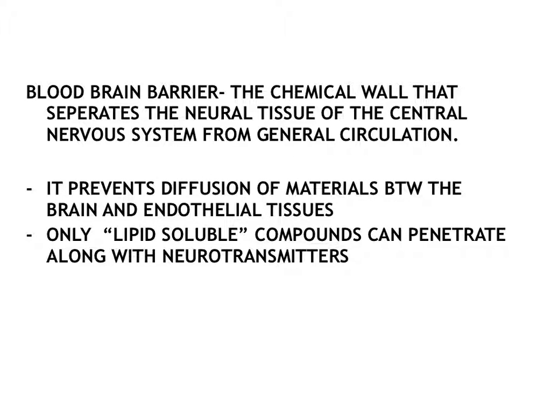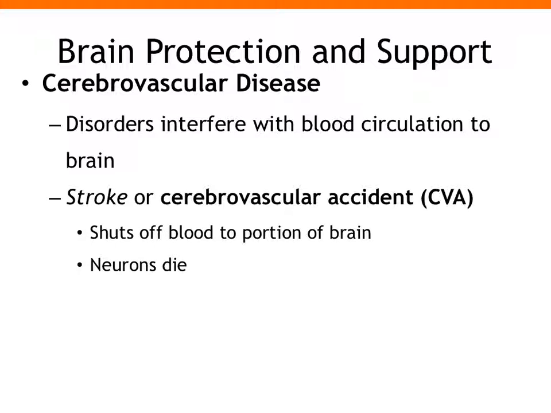The blood-brain barrier is a very important part of our brain. It's a chemical wall that separates the neural tissue of the central nervous system, the brain and spinal cord, but specifically the brain, from the general circulation. It prevents the diffusion of materials between the brain and the endothelial tissues. Only lipid-soluble compounds can penetrate along with neurotransmitters.